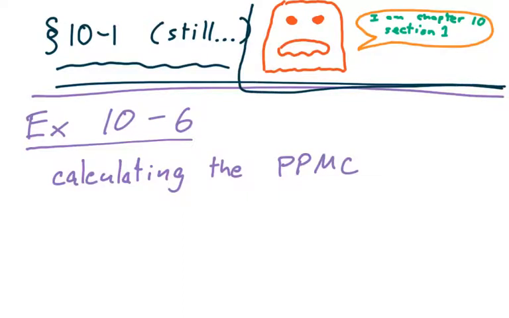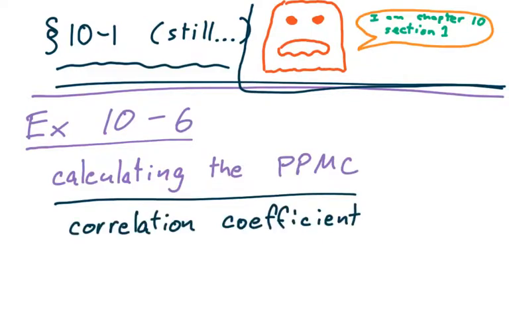We're going to be doing another example today, 10-6, calculating the correlation coefficient. That's what the PPMC is. And yes, just because Chapter 10 has been hanging on for so long, just the first section has been taking a little while. Let's just do a quick recap.